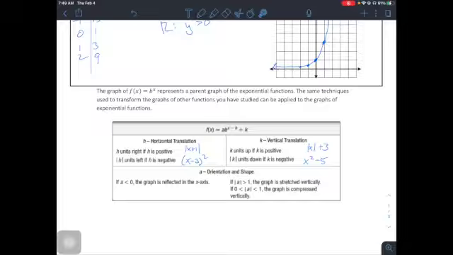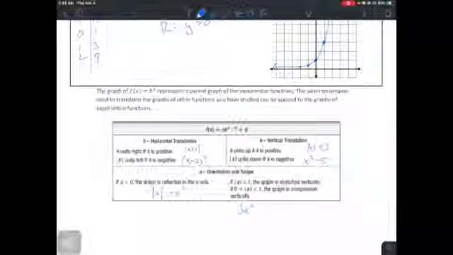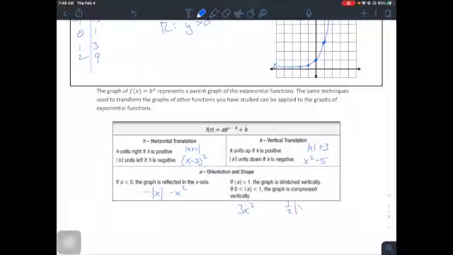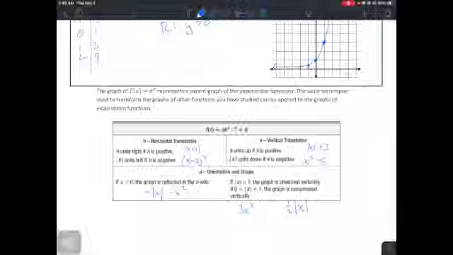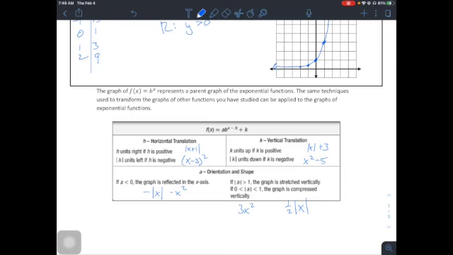And then anything that we multiply by can either reflect it, like if it is negative absolute value of x or negative x squared. If we're multiplying by a number that has an absolute value greater than 1, like 3x squared, it stretches it. If the number is between 0 and 1, like 1/2 times the absolute value of x, that was when it was compressed.